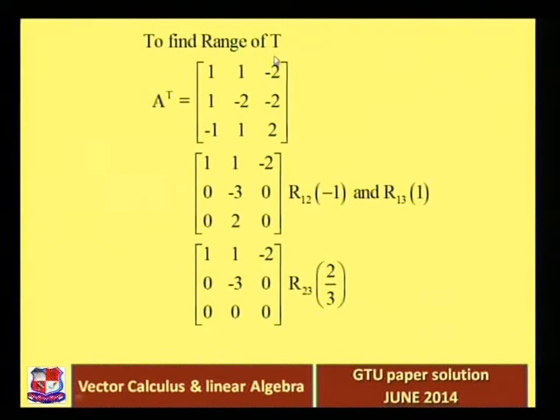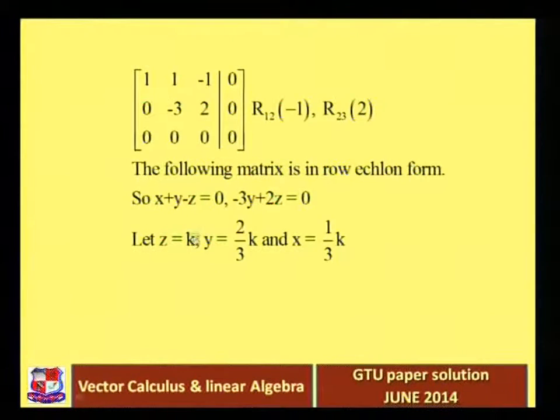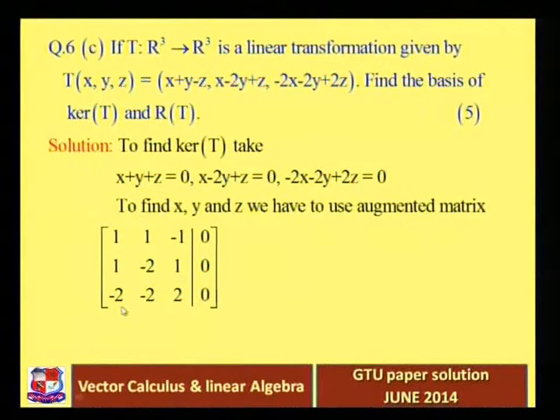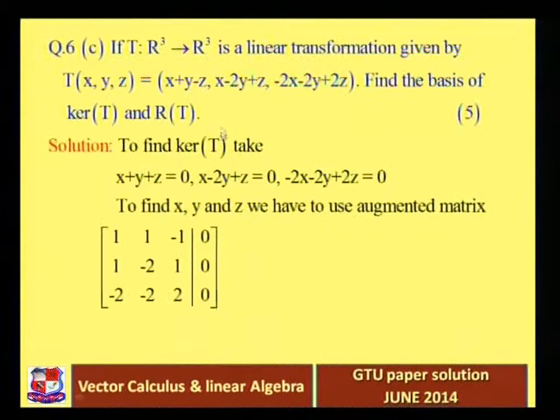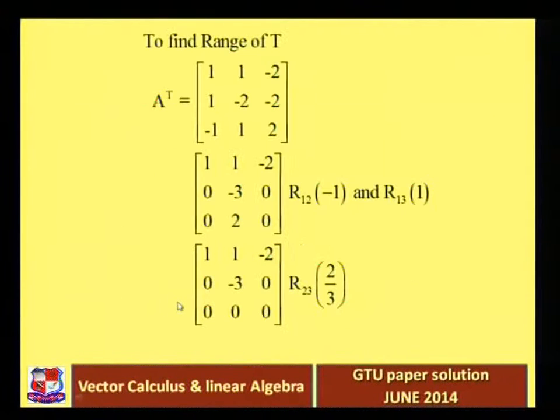To find the range of T, A transpose is equal to, see, this is our matrix A, right? 1 1 minus 1, 1 minus 2 1, minus 2 minus 2 2. When we take the transpose of the given matrix, the first row 1 1 minus 1 becomes the first column, right? Similarly, the second row 1 minus 2 1 becomes the second column, and minus 2 minus 2 2 becomes the third column.